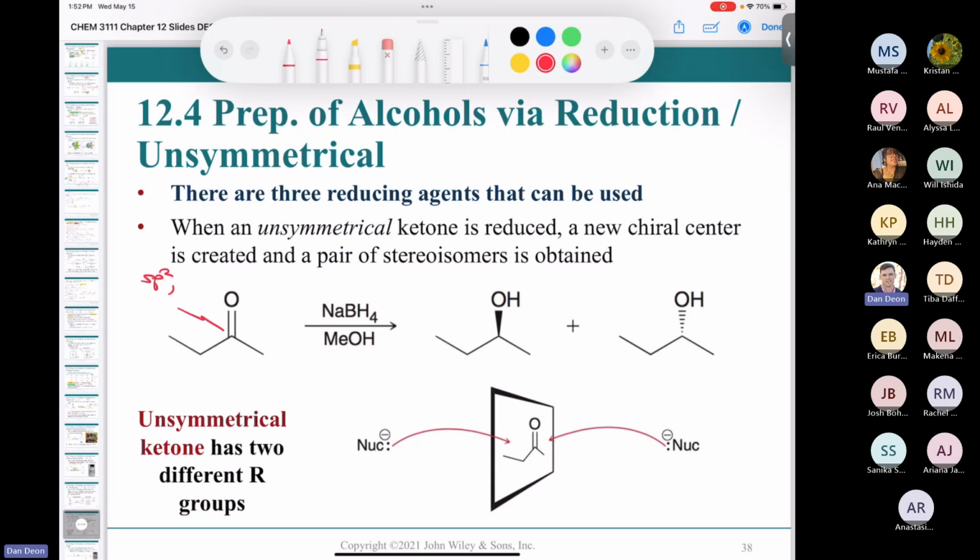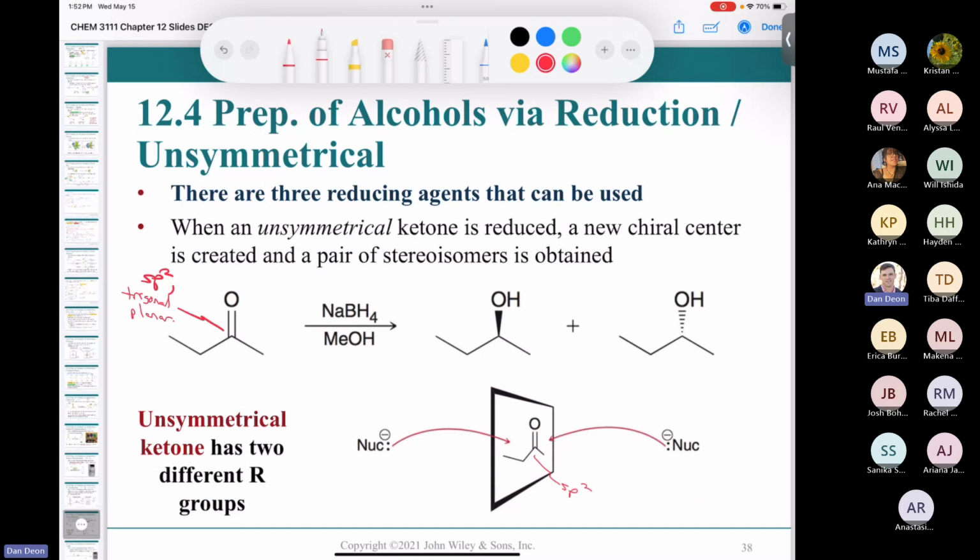Right? It's trigonal planar. Well, if it's planar, what does that mean? It means it's flat. That's what it's trying to show here, that this carbon is flat as a pancake because it's sp2 hybridized. So is the nucleophile, the hydride, going to discriminate between either face of the molecule? The answer is no. And so in that case, here you're forming one chiral center.